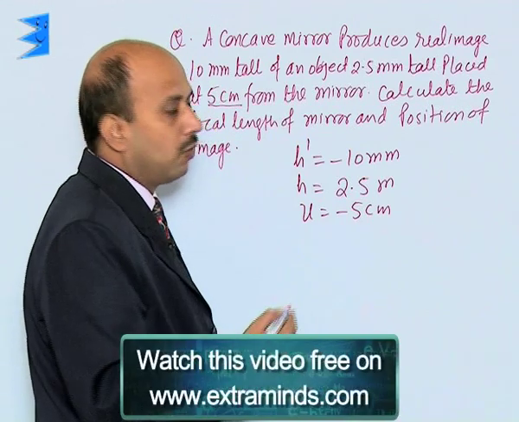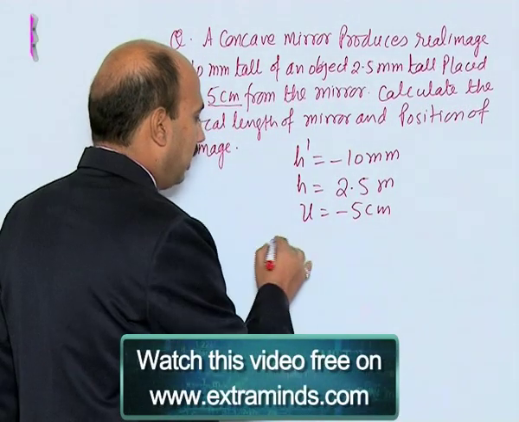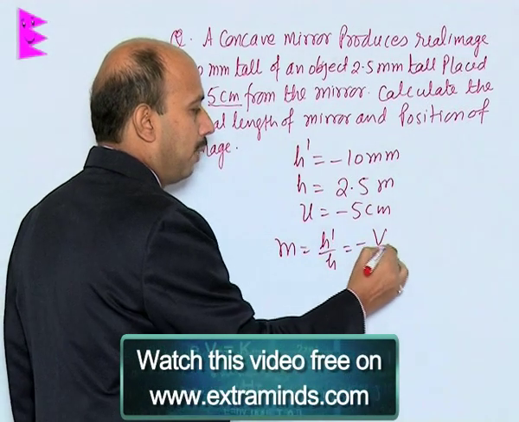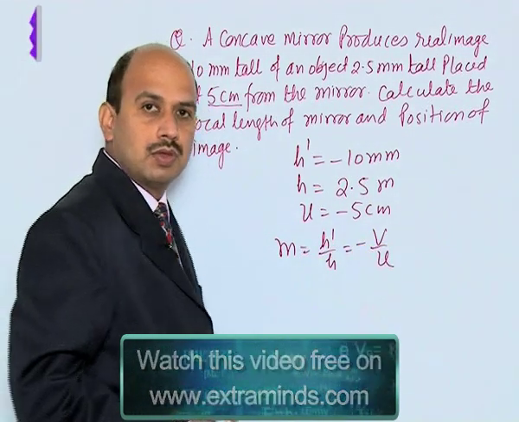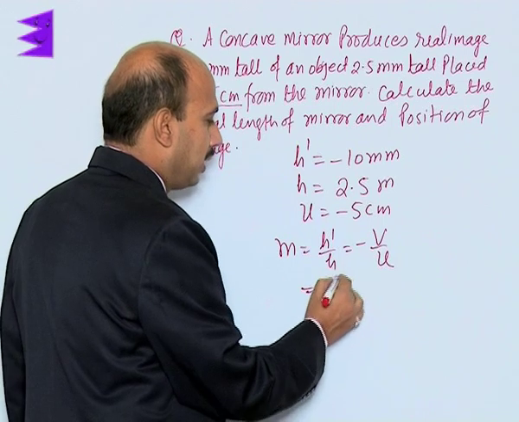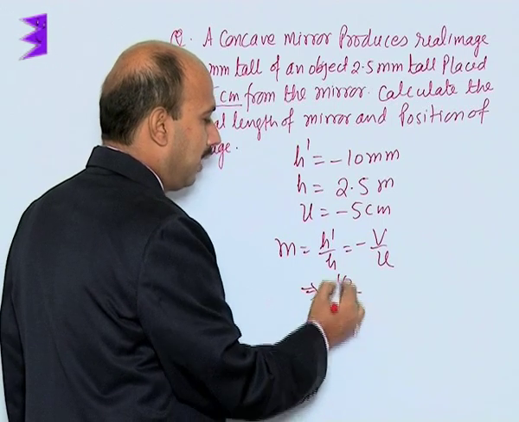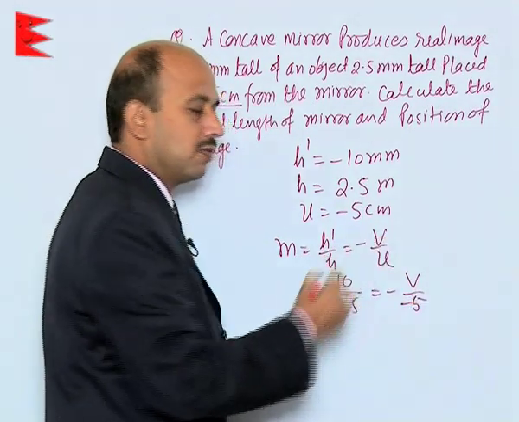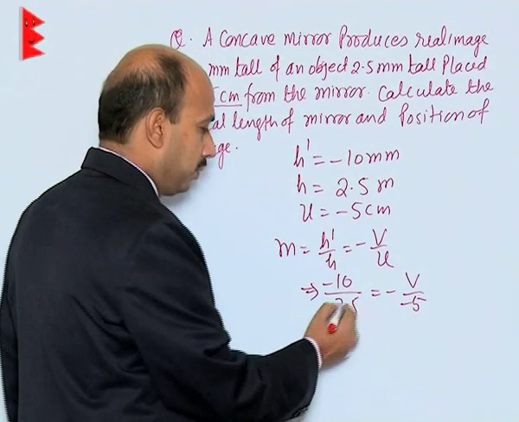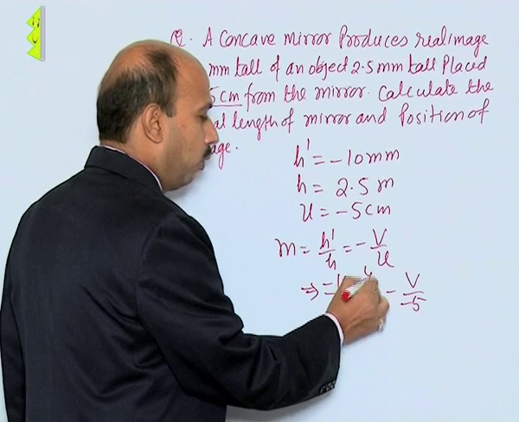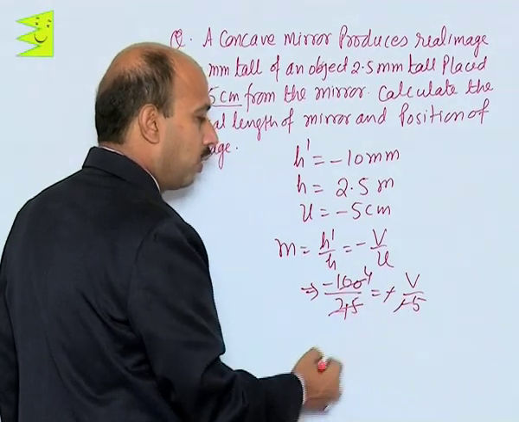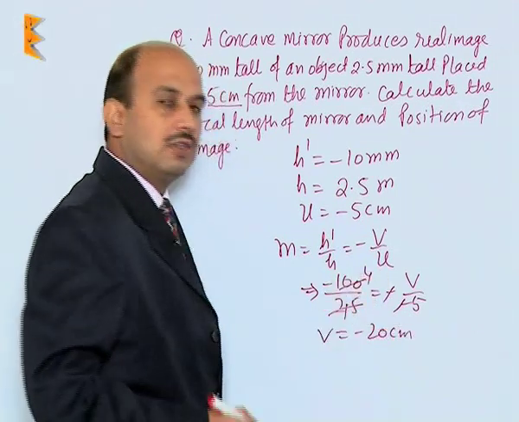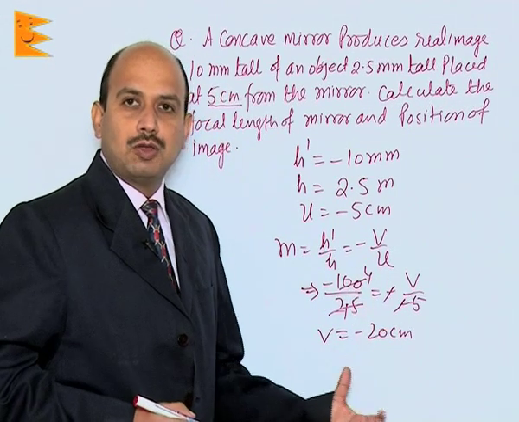We can use formula for the linear magnification, that is m is equal to h dash upon h equal to minus v upon u. Here h dash can be written minus 10 divided by 2.5 is equal to minus v upon minus 5, and here this we can write as 4. So this is also cancelled here. So v is equal to minus 20 centimeter. So this is the position of the image in front of the mirror.